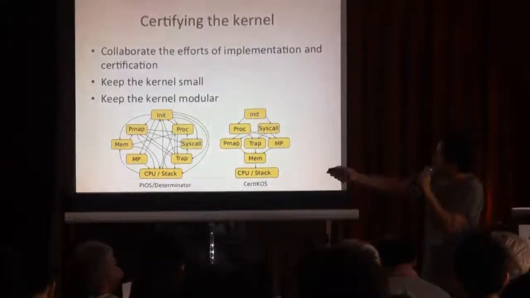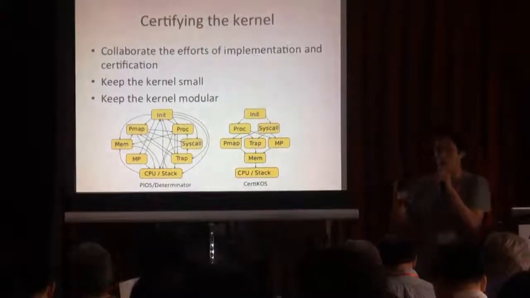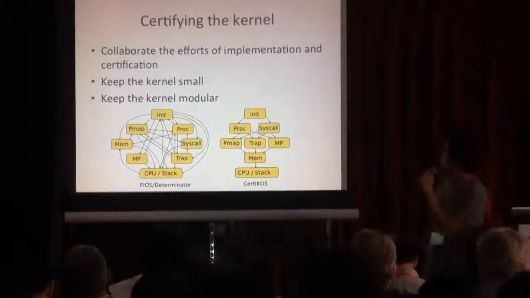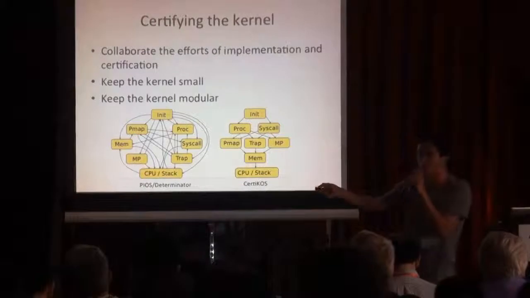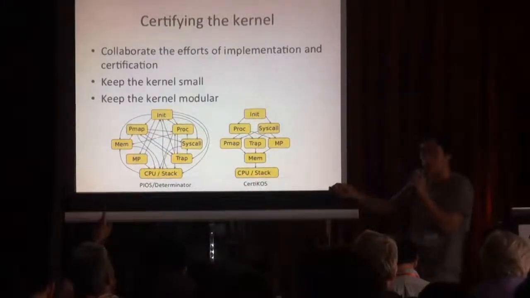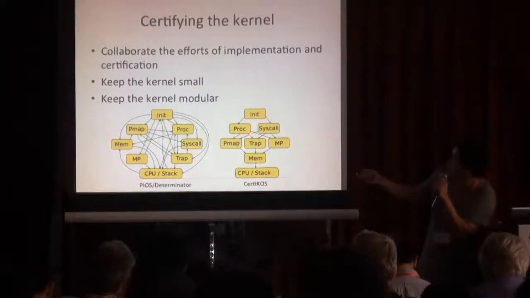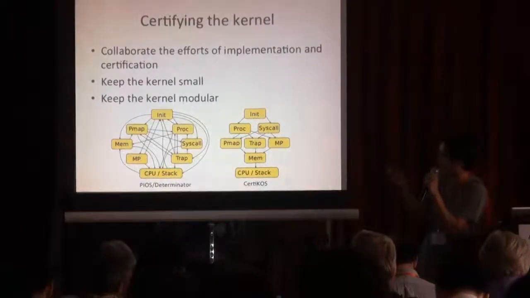And as I have just introduced, we'll try to keep the kernel small as we remove unnecessary parts outside of the kernel. And we're also trying to keep the kernel modular. This diagram on the left side is the dependence graph in PIOS or Determinator. And for the CertiKOS side, we can say we reduce the complex dependency relationships.